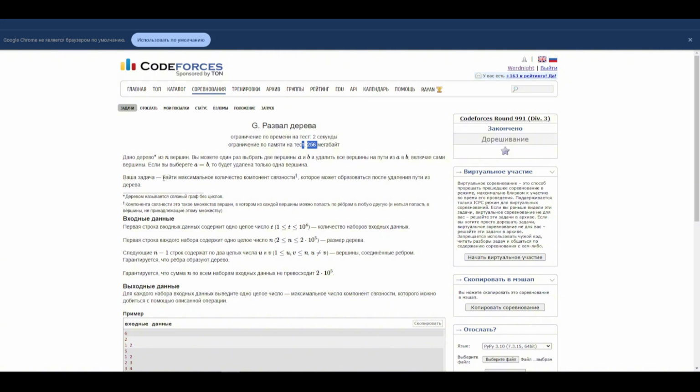So what needs to be done? Find the maximum number of connected components that can be obtained after removing the path from the tree. So we have the constraints here: n up to 10 to the 4, and the sum of n up to 10 to the 5, and there's a description of the tree. The answer for each test is a single number.